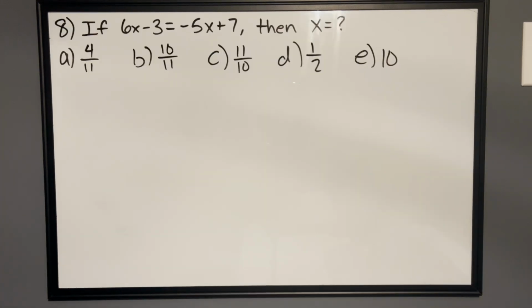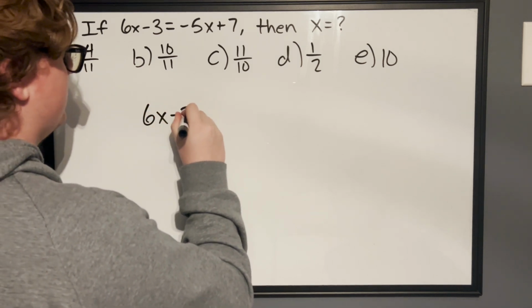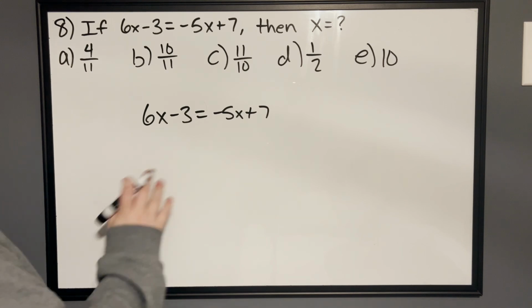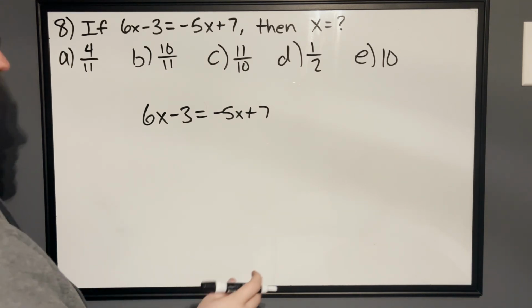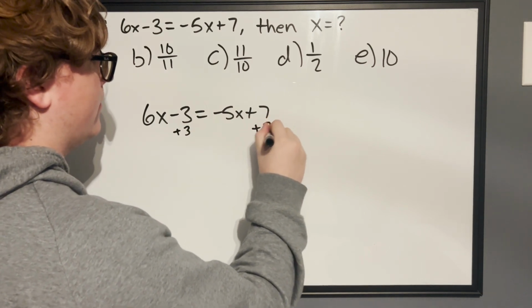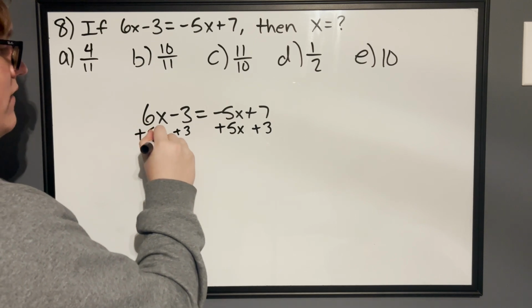Okay, so here's question 8. It says if 6x minus 3 equals negative 5x plus 7, then x is equal to what? So this is just a simple case of moving terms to one side and then solving for x. So let's rewrite it down here. We have 6x minus 3 equals negative 5x plus 7. So we want to get the x's to one side and the numbers to the other side. So we're going to add 3 to this side. We're going to add 3 over here. And then we're going to add 5x to both sides. So plus 5x, plus 5x.